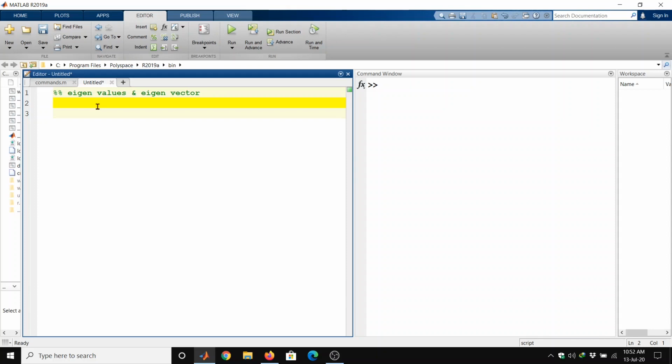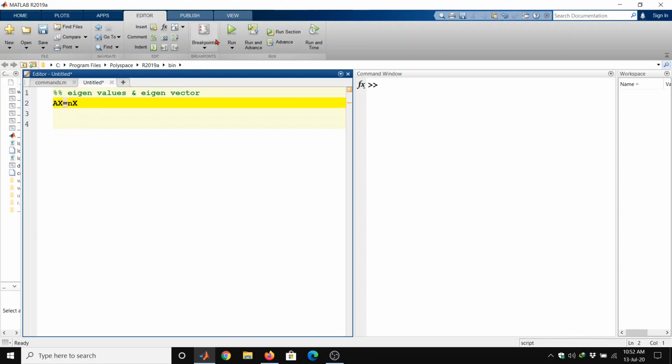Hello friends, in this video we will learn how to evaluate the eigenvalues and eigenvectors in MATLAB. The condition is capital A times capital X is equal to small n times capital X. Here capital A matrix is an n by n matrix, capital X is the eigenvector, and small n is the eigenvalue, also called a scalar.